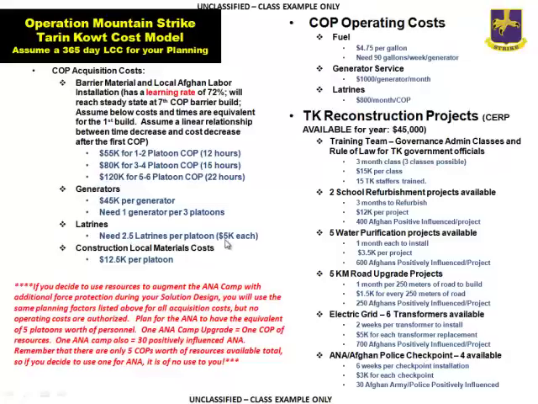Then, of course, each latrine costs $5,000 each. And then, of course, construction material is $2,500 per platoon at each COP. So that's a multiplicative factor.